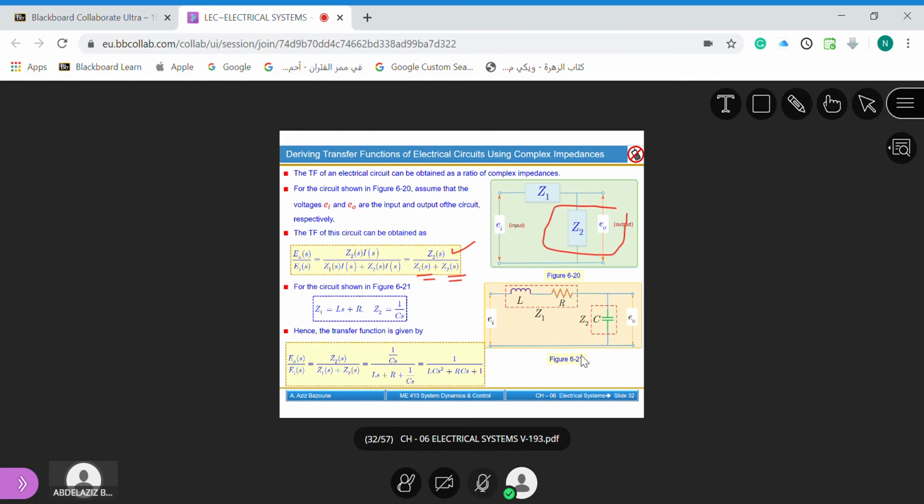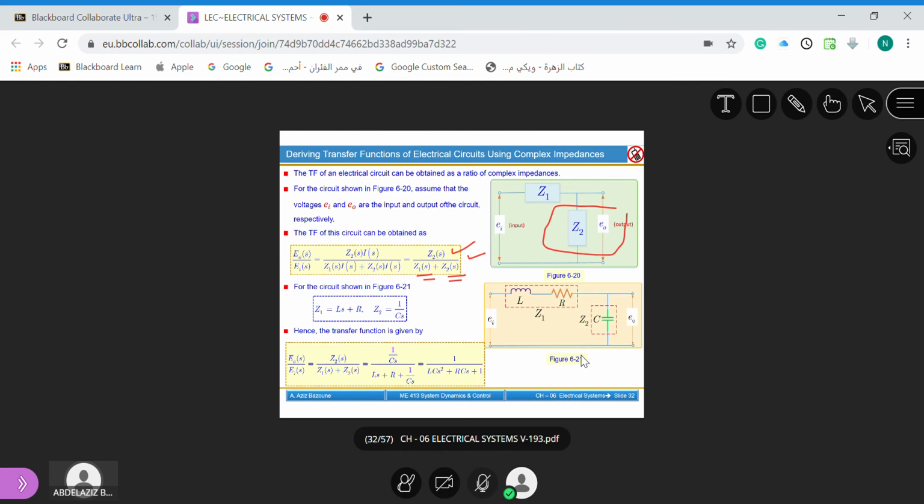To use this formula, the output over the input is Z2 over Z1 plus Z2 directly. You can calculate the voltage here and the voltage here, so you simplify I with I and you get this relation. Now, if you have a circuit like this one, see how much time it took us to find the relationship between the output and the input.